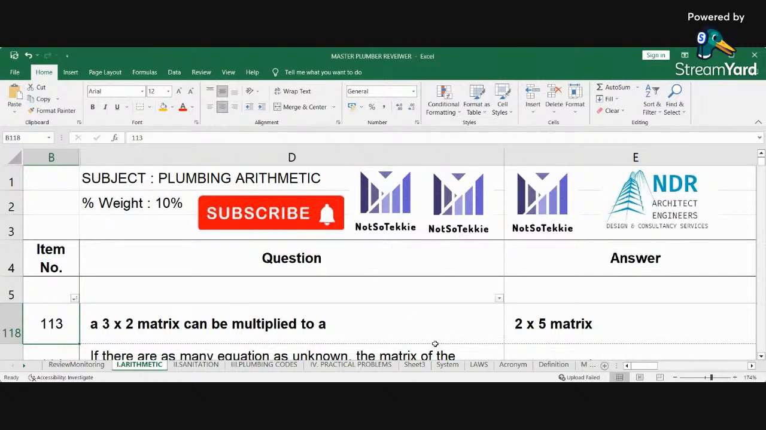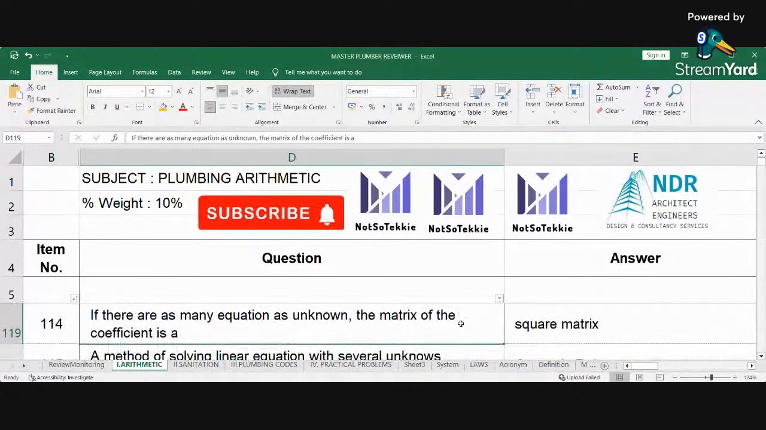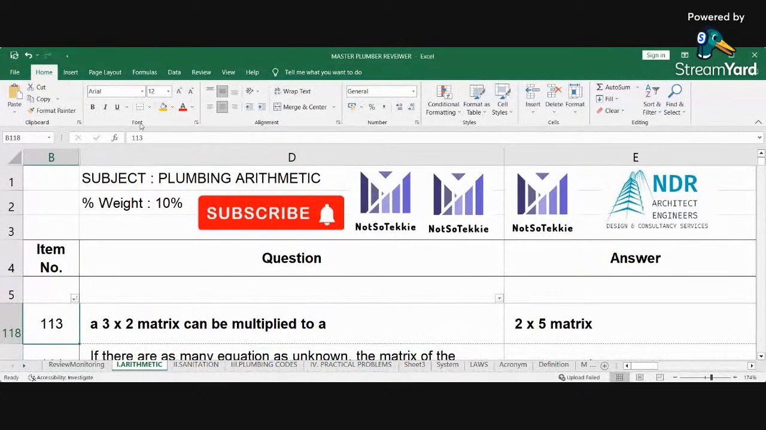A 2 by 3 matrix, 3 by 2 matrix can be multiplied to a 2 by 5 matrix. Yun. Answer is 2 by 5 matrix. 114. 14 tayo.